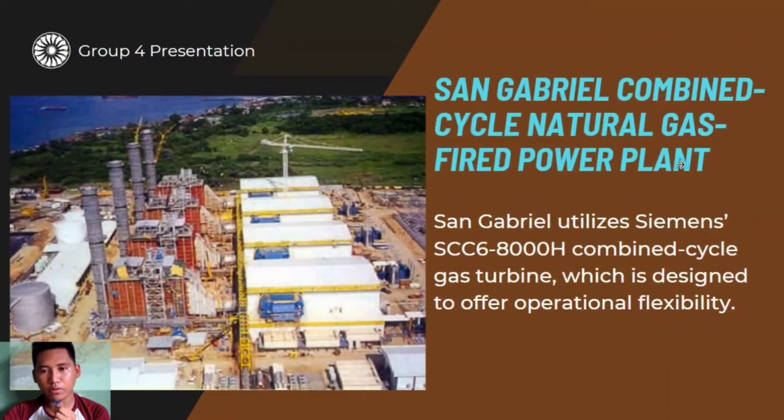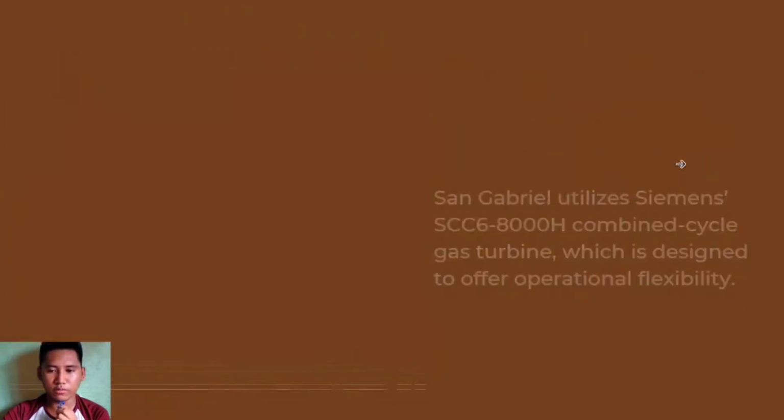San Gabriel utilizes Siemens SCC6-8000H combined cycle gas turbine, which is designed to offer operational flexibility.